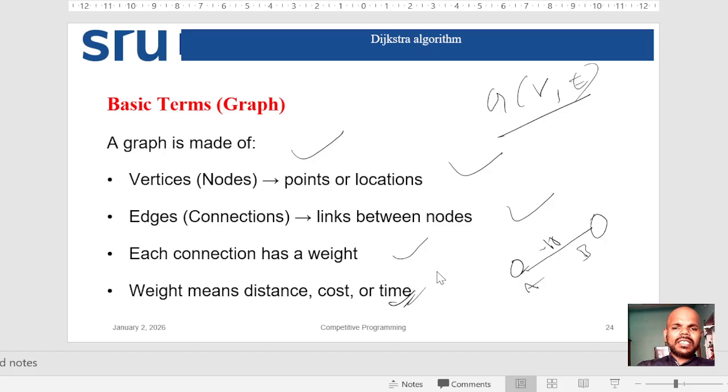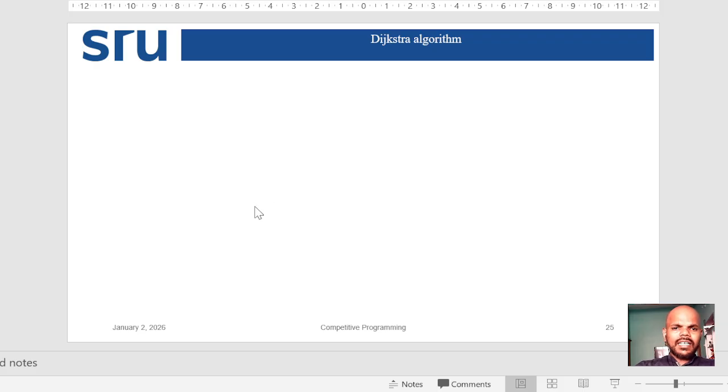I hope you understand what the Dijkstra algorithm is meant for. Now we will see one example so that you understand it clearly. I am constructing one diagram so that you understand clearly how the Dijkstra algorithm works, right?